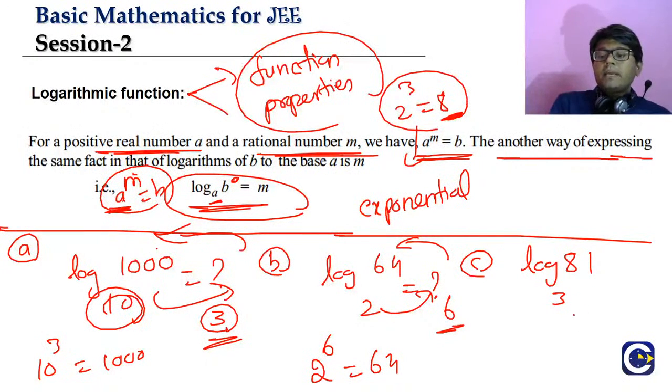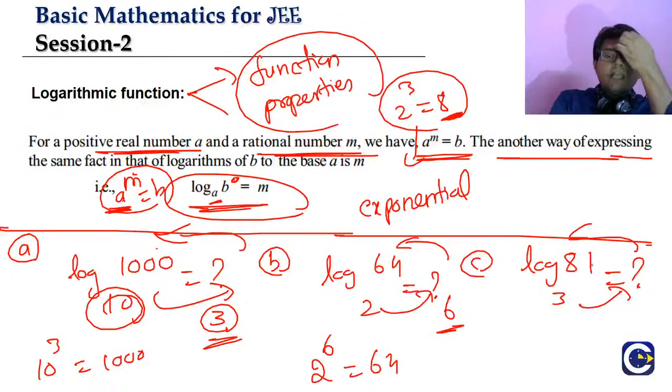Now look at this. Log of 81 to the base 3 means we have to find how much we should raise the power of 3 so that the value is equal to 81. Always we will read the logarithmic function like that. What is the power of 3? 3 power 2 is 9. 3 power 3 is 27.